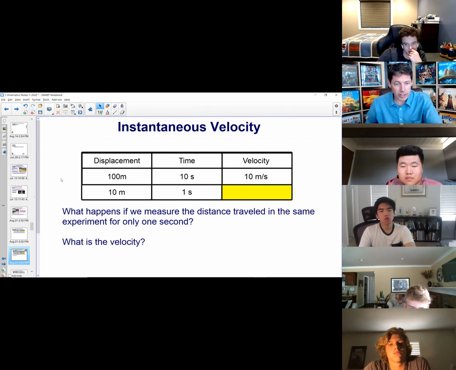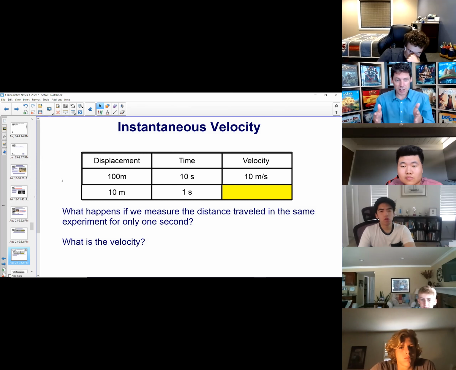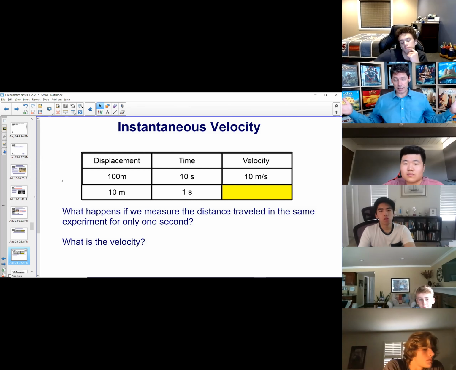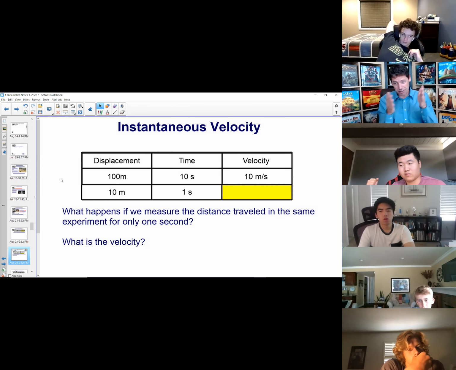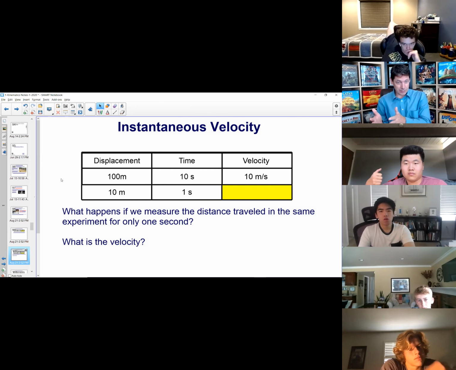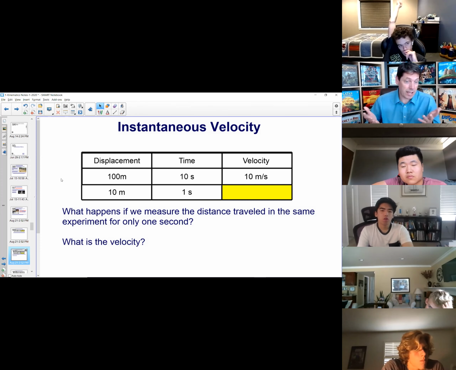But what if we only measured the first 10 meters or the last 10 meters or the middle 10 meters? Well, if it was going the same velocity the whole time, if it could cover 100 meters in 10 seconds, it should cover 10 meters in 1 second, right? And that still gives us what velocity? 10, because it was going the same speed the whole time.